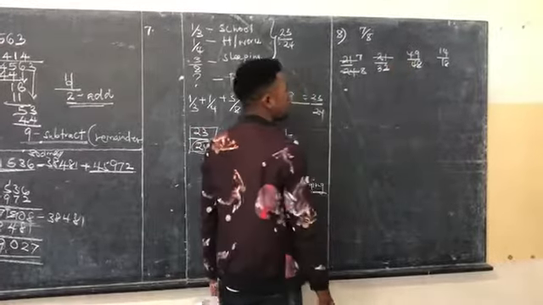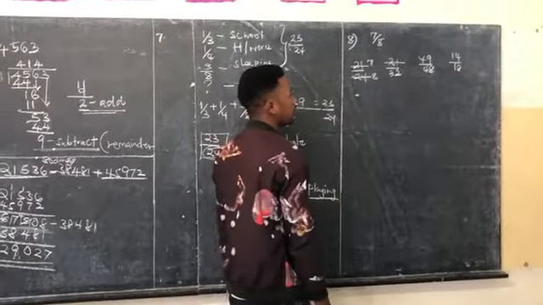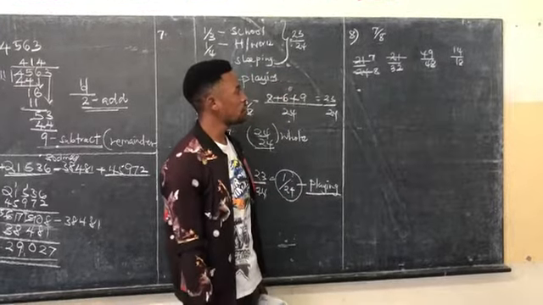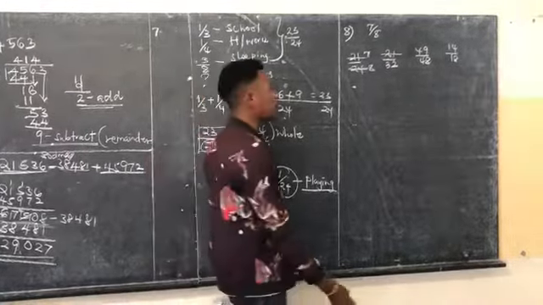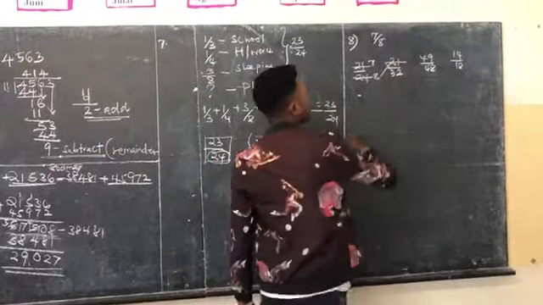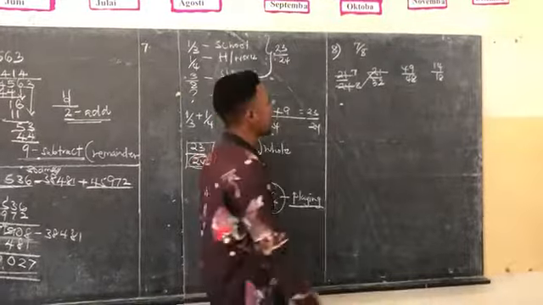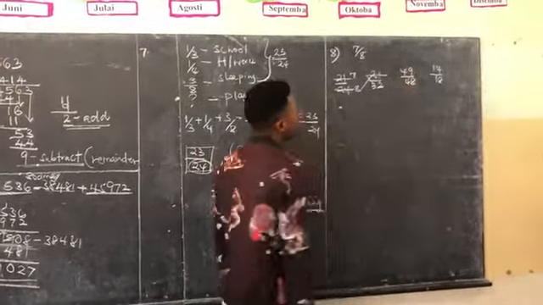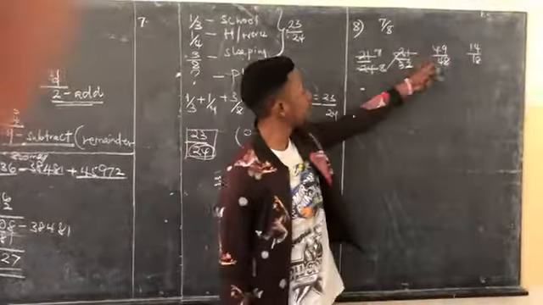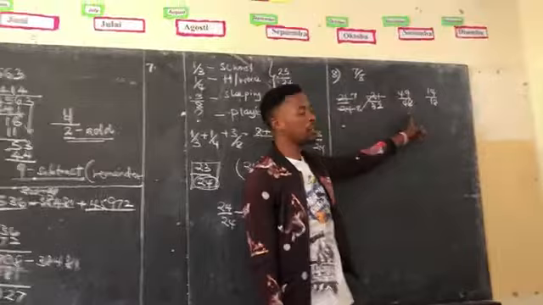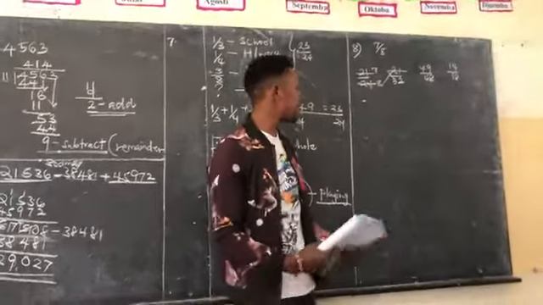Alright, so if we simplify 21/32, there is no common divisor of 21 and 32. So this one cannot be an equivalent fraction of 7/8. 49/48, common divisor of 49 and 48? I don't think they share a common divisor. They don't share a common divisor.